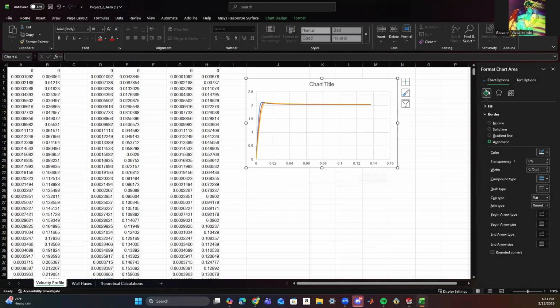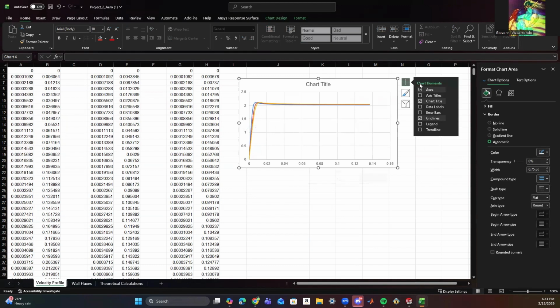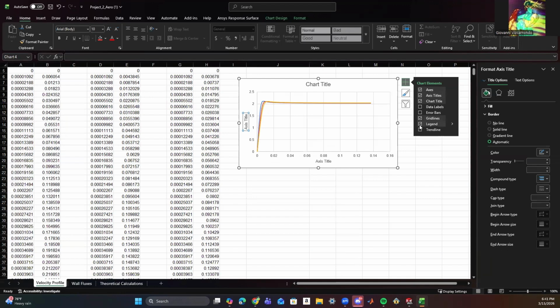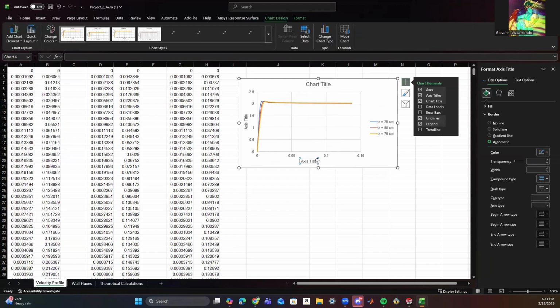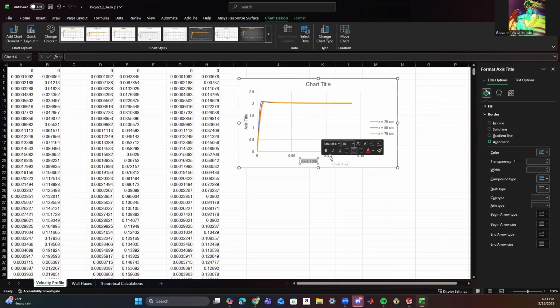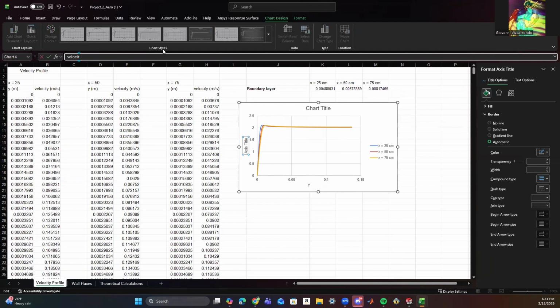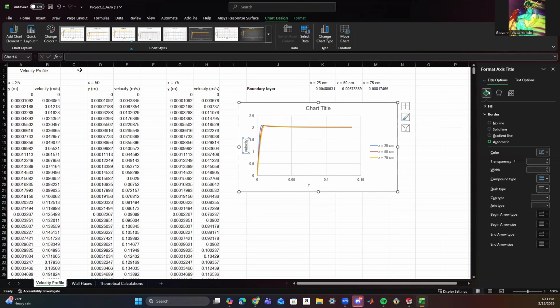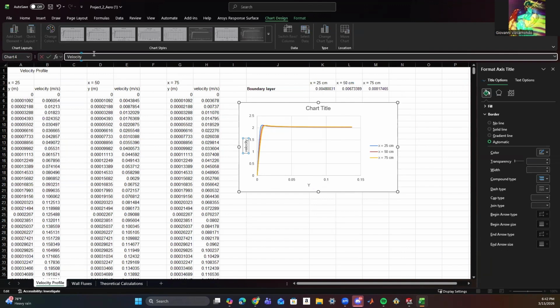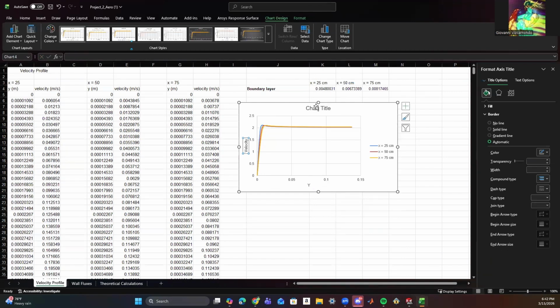So now we are going to make the y-axis. Oh wait, first we have to add these things. We're gonna add axis titles, and we're gonna add a legend just to make things a little clearer. So here we're gonna have our y, and then here we're gonna have our velocity. There you go.